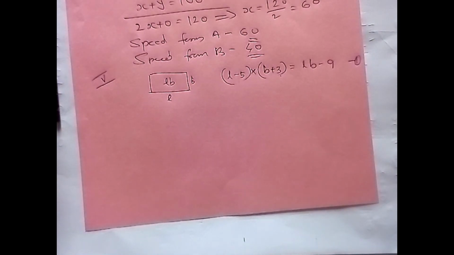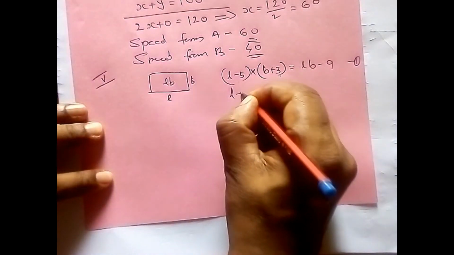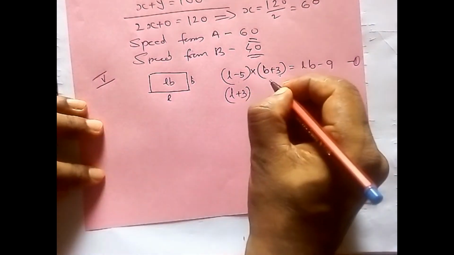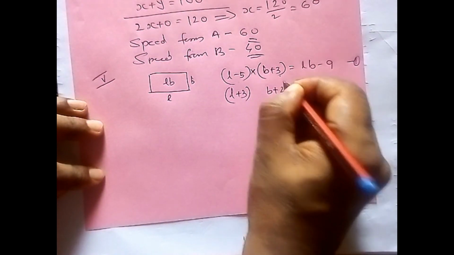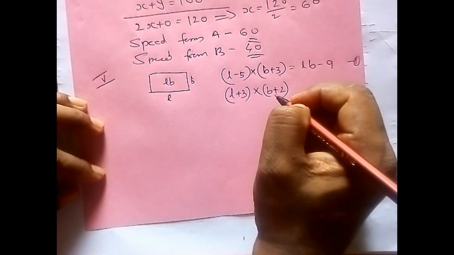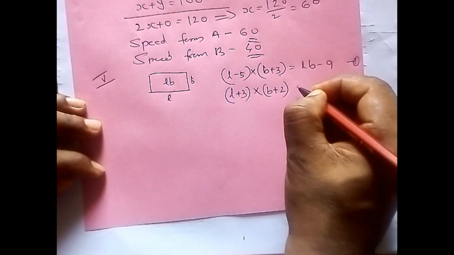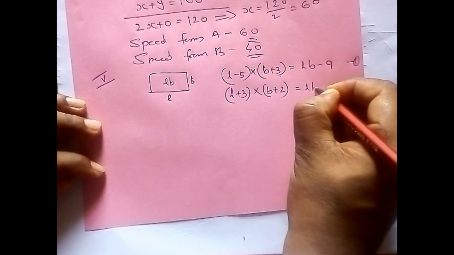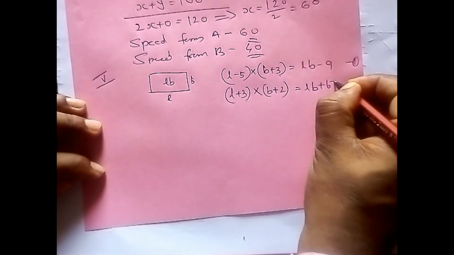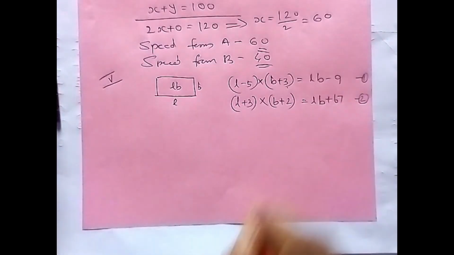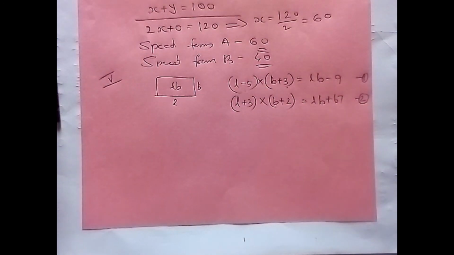Now if we increase the length by 3 units, that is L plus 3, and the breadth by 2 units, so breadth also increased by 2 units, the area increases by 67. That means the new area is LB plus 67 square units. So this is equation number 2. Now we will try to solve this.